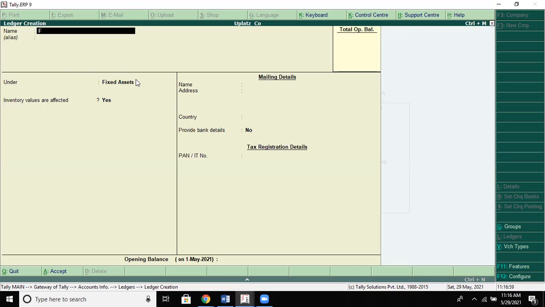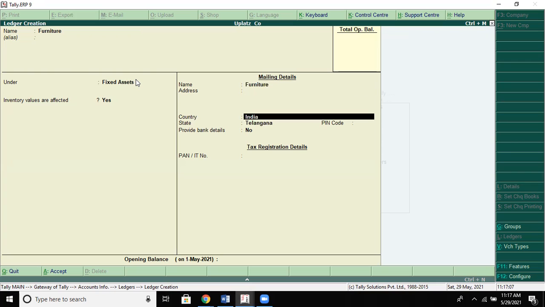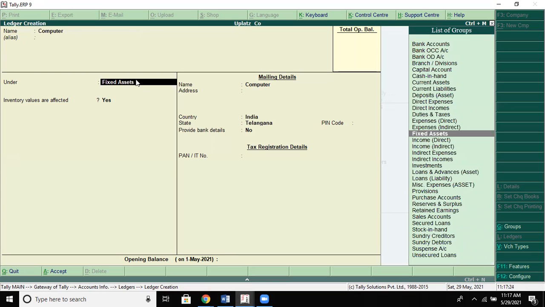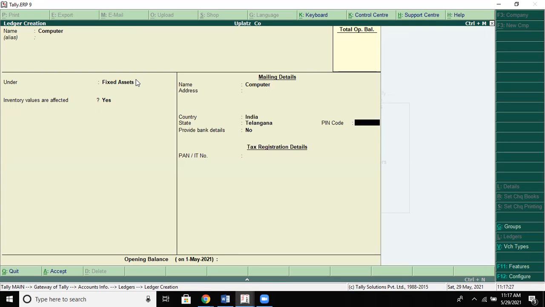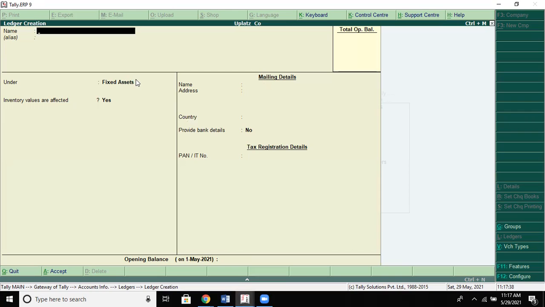Next, furniture. Furniture is also a fixed asset. Yes, furniture, enter, enter again, save. Computer. The computer is also your fixed asset. Yes. Pin code. Enter, save. Press enter twice, save. Next, typewriter.